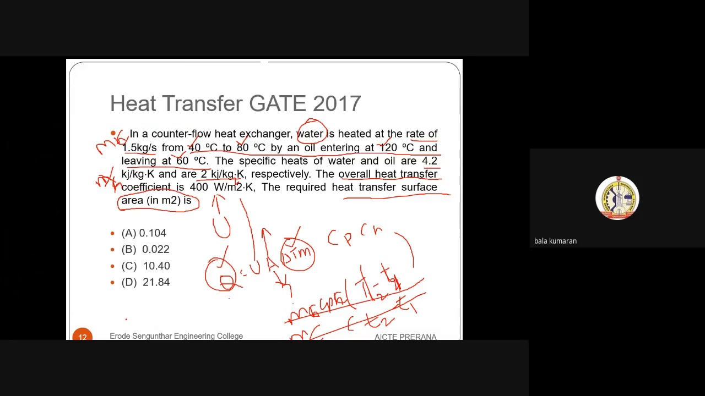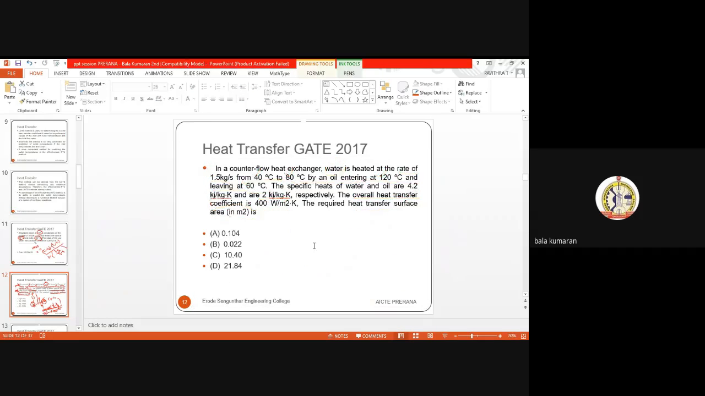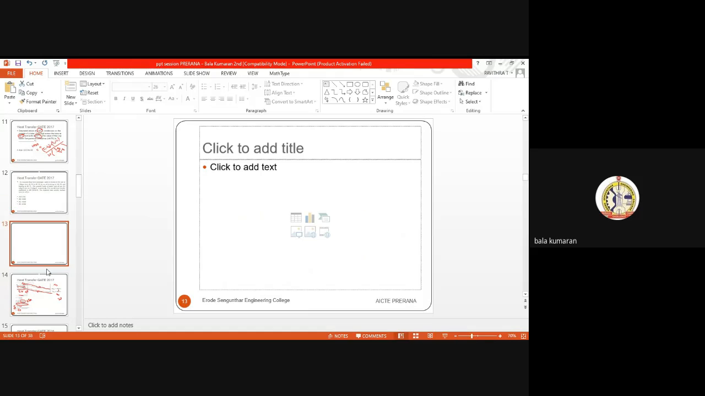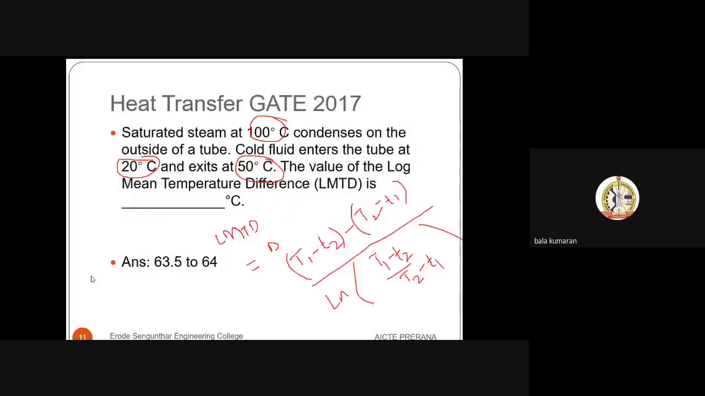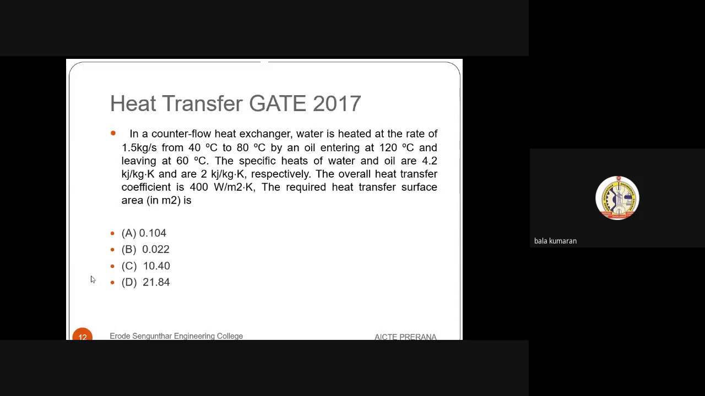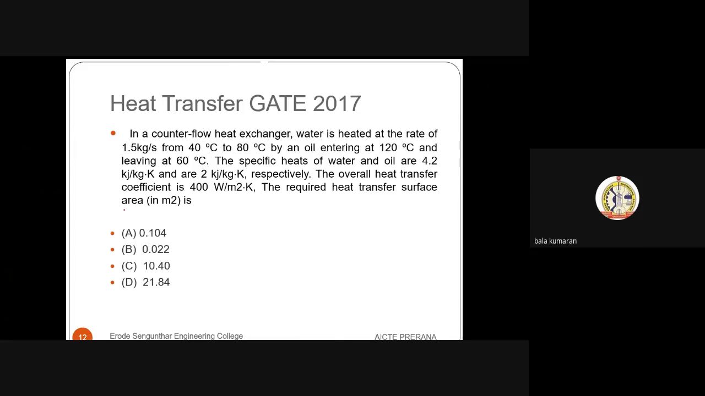Which option is D? Okay, wait, I will say it again. This is easy actually. This is an easy way to find it. First, what did they ask us to find? They asked us to find the area.